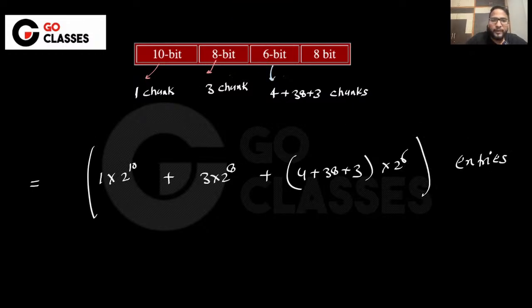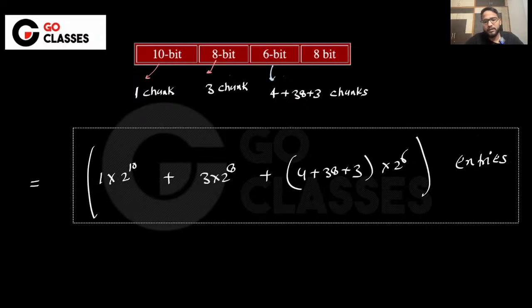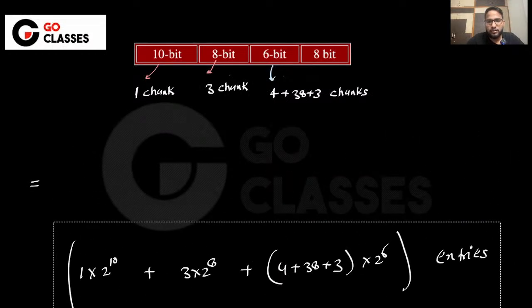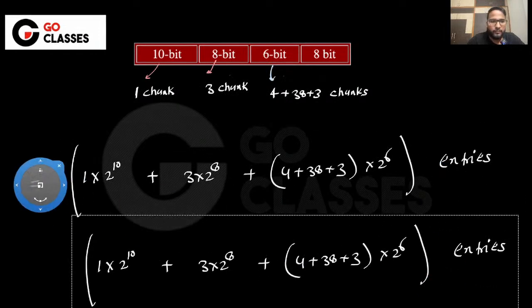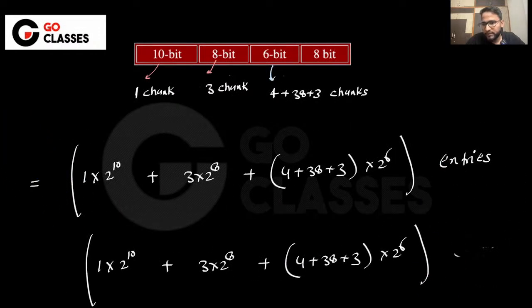Now let's suppose the page table entry size is 2 bytes, then you can easily convert that to bytes also, which is equal to this into 2 bytes. So this is the answer.